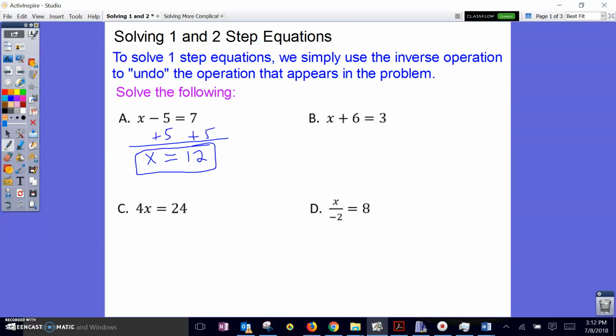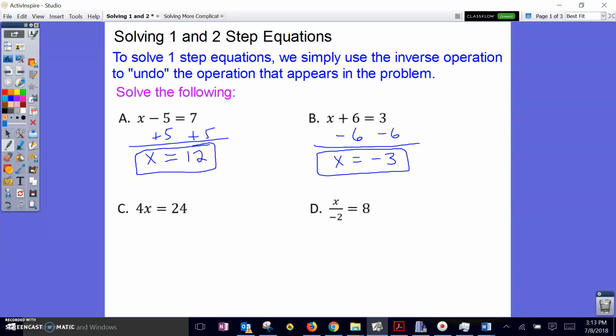All right, part B, x plus 6 equals 3. The operation that appears in the problem is addition. The inverse of addition is subtraction, so we're going to undo that by just subtracting that 6 from both sides. And that gives us x equals negative 3.